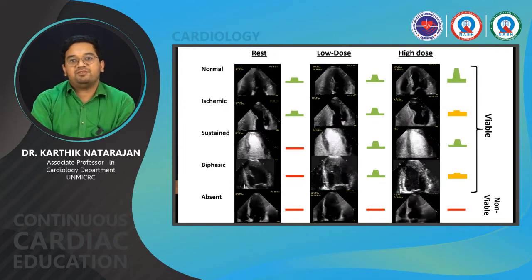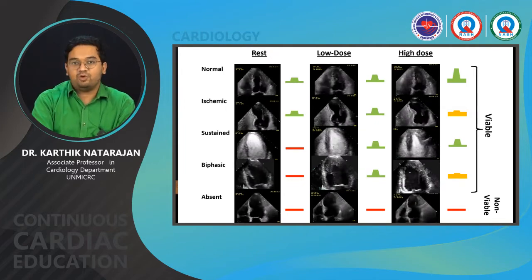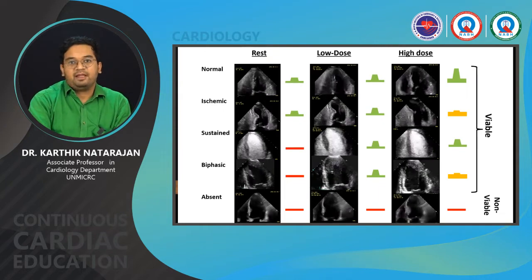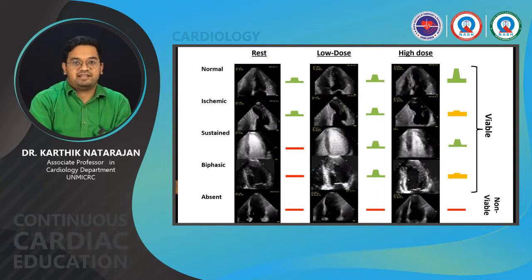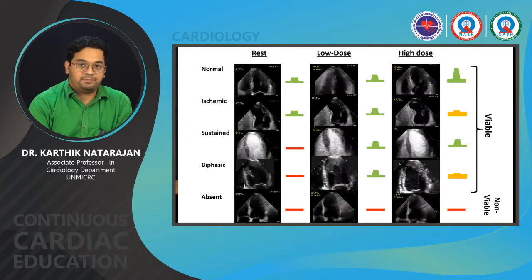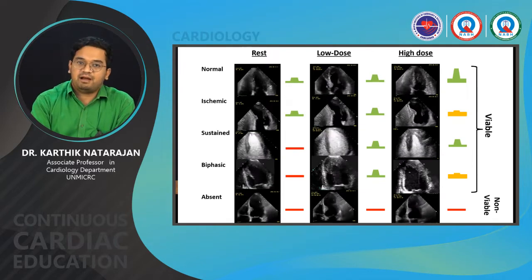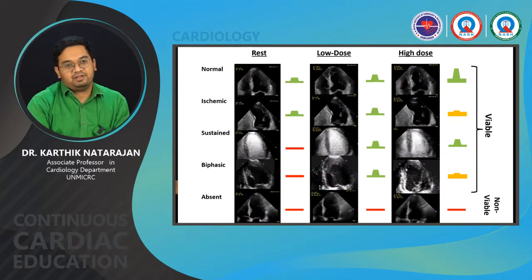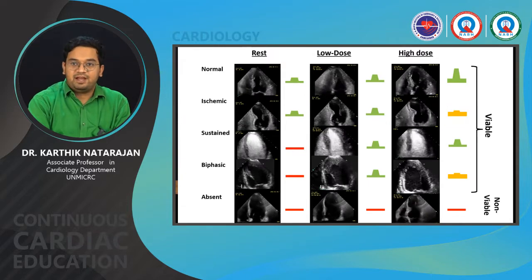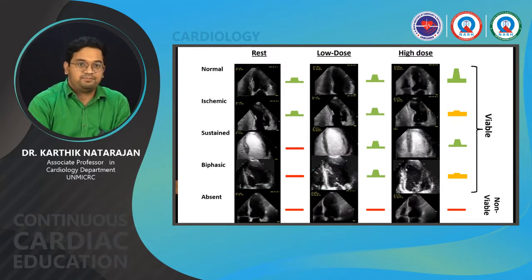The first panel which you see is a normal response. At baseline, the function is normal, there is no RWMA. At a low dose and high dose, there is a gradual stepwise increase in the contractile response, indicating viable or normal myocardium. In an ischemic myocardium, the function may be normal at rest, but increases at a low dose and then goes down at a high dose.